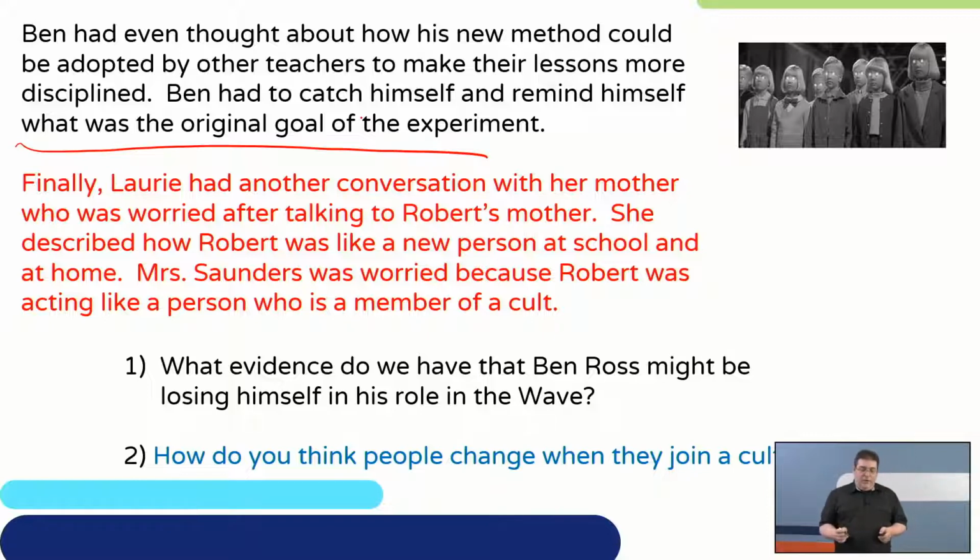Finally, Laurie had another conversation with her mother, who was worried after talking to Robert's mother. She described how Robert was like a new person at school. And at home, Miss Saunders was worried because Robert was acting like a member of a cult. Here's a picture of the kids with the lights on in their eyes. Number one, so let's deal with question number one. What evidence do we have that Ben Ross might be losing himself in his role as the wave? So right here.